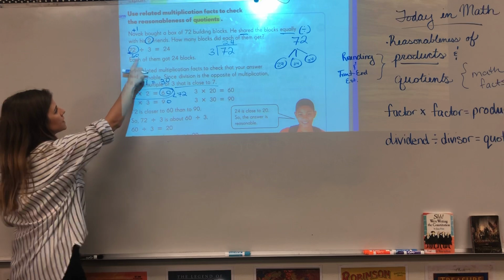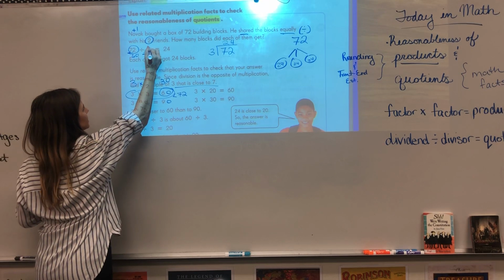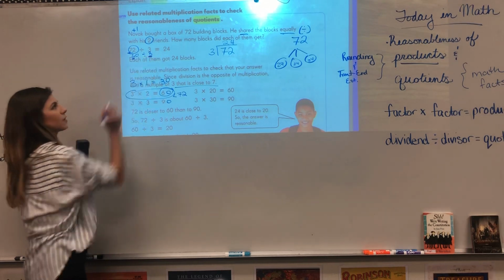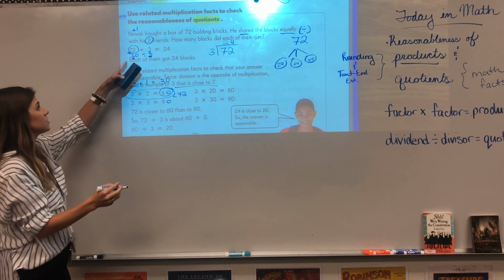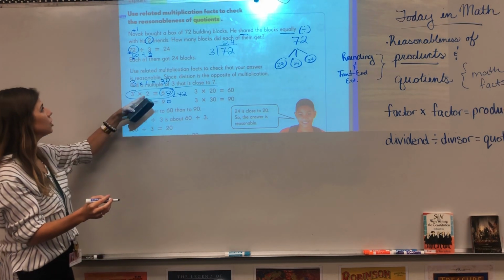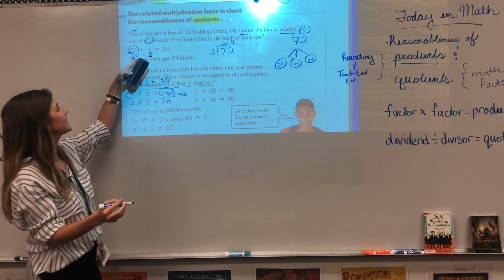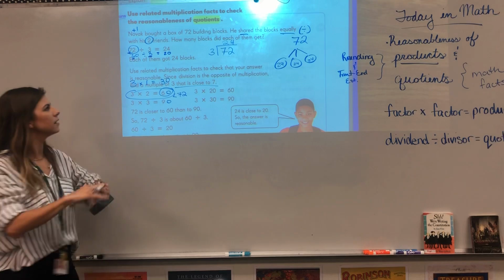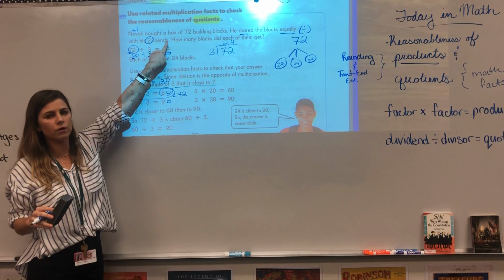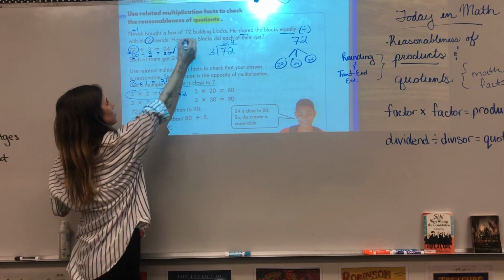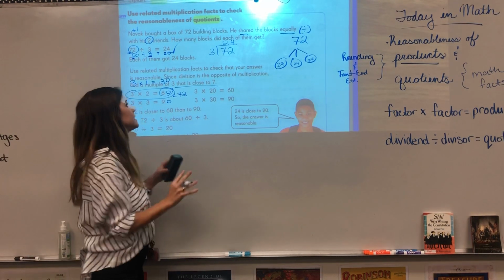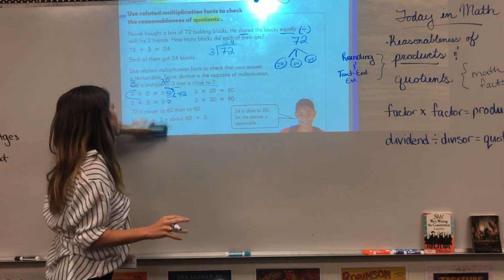Because you can do 60 divided by 3 in your head, because you can do 6 divided by 3 in your head. That's a math fact. So 6 divided by 3 is 2, so therefore 60 divided by 3 is 20. Is 20 close to 24? Yes, so our answer is reasonable. I know that's a little confusing. We're going to do a few problems together to get more comfortable with it.